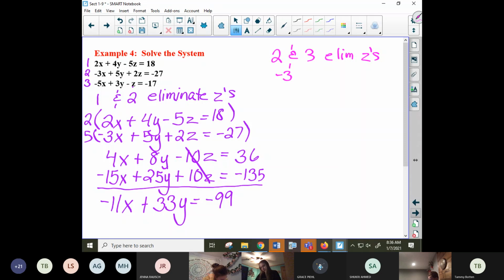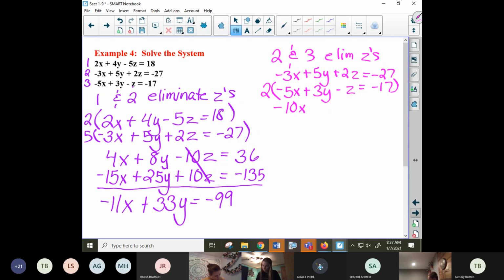So 2 is negative 3x plus 5y plus 2z equals negative 27. 3 is negative 5x plus 3y minus z equals negative 17. Okay, I have to eliminate my z's again. The top is plus 2z, so I'd like to get the second one to be a negative 2z. And if I multiply that whole bottom by 2, I would get that. So I'm going to multiply the whole bottom by 2, and I'd get negative 10x plus 6y minus 2z equals negative 34.